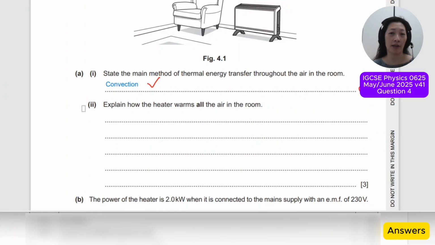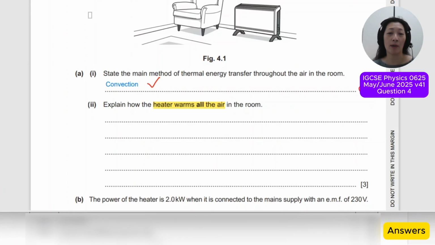So remember that convection is about the process of warm fluids rising and cooler fluids sinking. Now, when we want to describe the convection process, you either start with the warm fluid rising or the cooler fluid sinking. In this case, the question has already told you that the heater warms all the air. So that means that there is heat transfer from the heater to the air. So you have to begin with the warm air rising, not with the cool air sinking. Because if you say cool air sinking, that doesn't answer the question. So you have to start off first with the warm air.